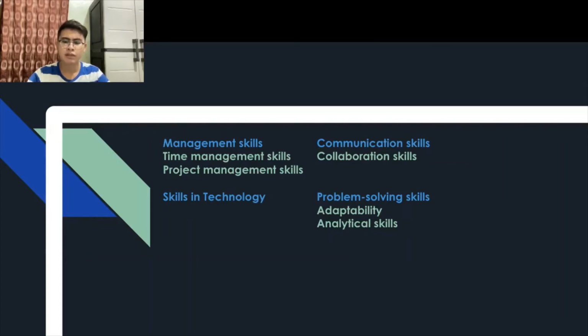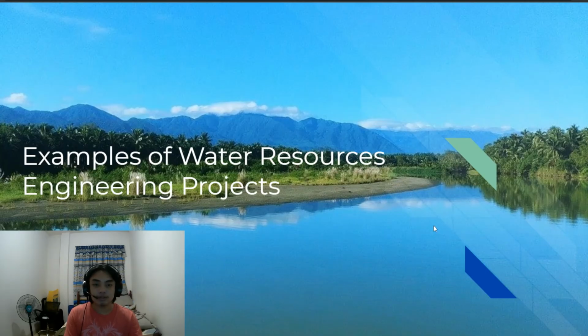Problem-solving skills are a must in being a water resource engineer. It is significant for engineers to work out various and difficult problems using efficient and systematic procedures. It is also important for a water resource engineer to have analytical skills to be able to analyze and assess complex problems. Here are the examples of water resources engineering projects.